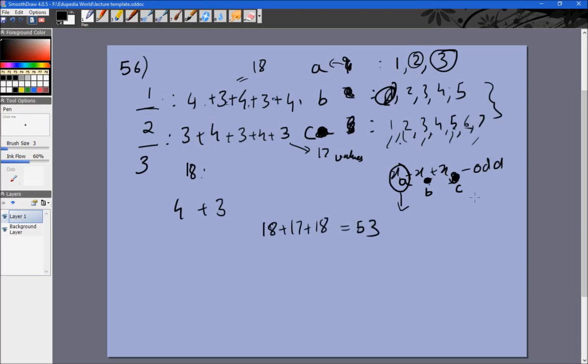And the total possible combinations in any possible way are 3 into 5 into 7. 3 possibilities for this, 5 for this, 7 for this. So the probability is 53 by 3 into 5 into 7, which is 53 by 105. So the answer to this is B.